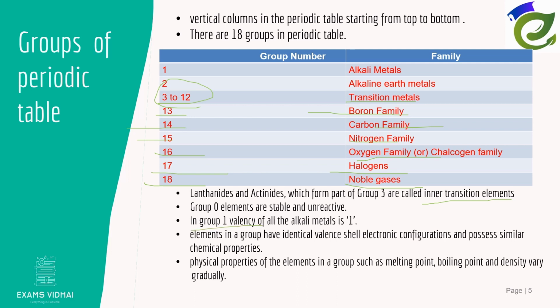In group number 1, the valency of all alkali metals is always 1. Elements in a group have identical valence shell electronic configuration. They show all the same chemical properties, whereas physical properties of the elements in the group, such as melting point, boiling point and density, vary gradually.